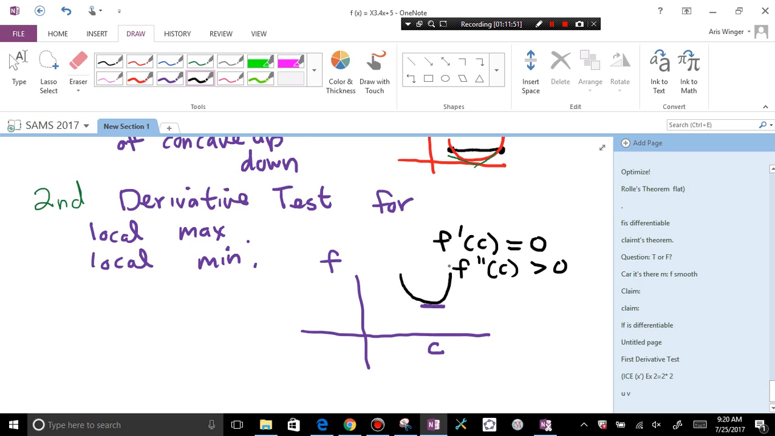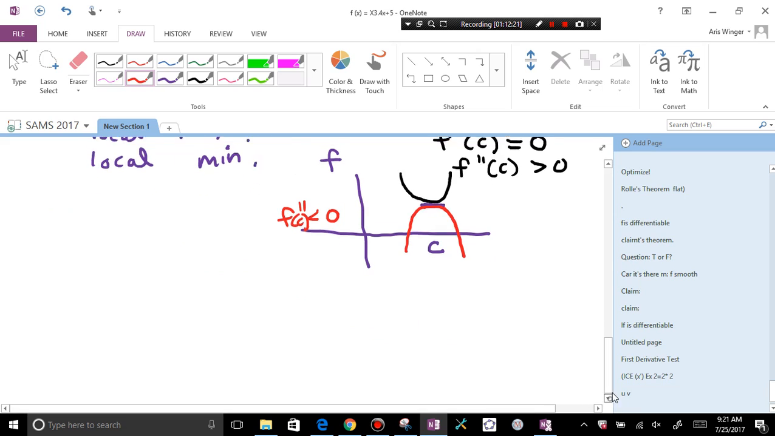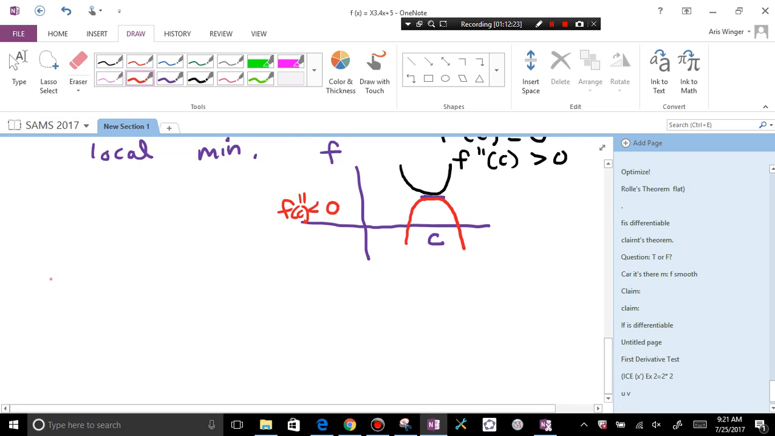And then you can go ahead and just plug in C into the derivative, get 0. And if you are brave enough to take one more derivative and plug in C, if you get something positive, you're at a minimum. And similarly, if F double prime of C was negative, then you would have something like this, and it would be a maximum. That is the second derivative test. We'll state it now. The second derivative test.